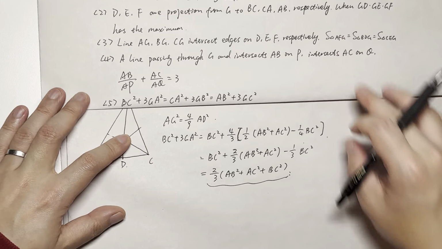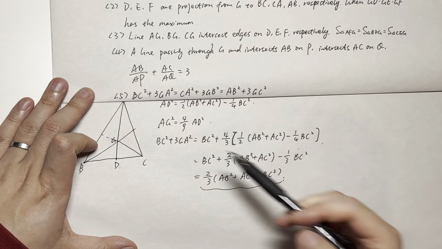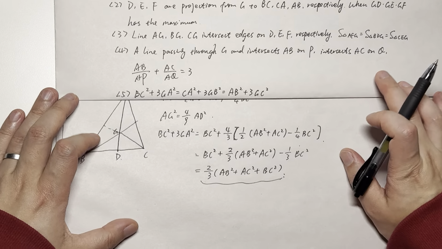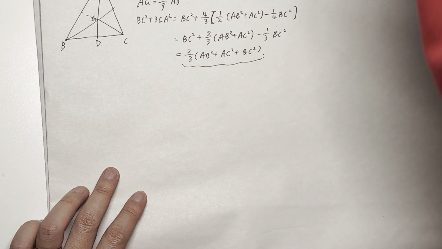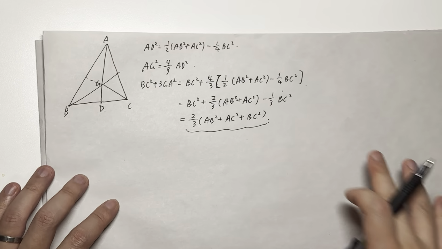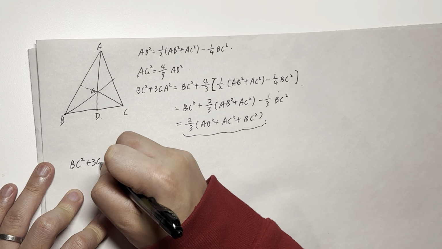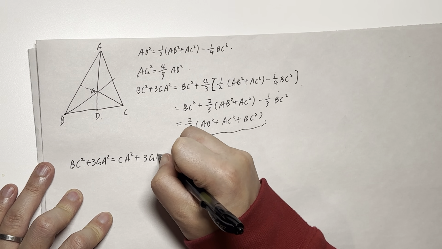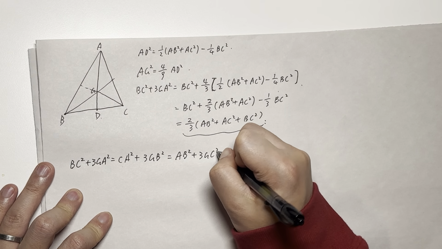Symmetrical thing. So the question is, how can we prove if this one is valid? How can we prove that G is the centroid? Okay, now let's just think about BC squared plus 3GA squared equals CA squared plus 3GB squared equals AB squared plus 3GC squared.